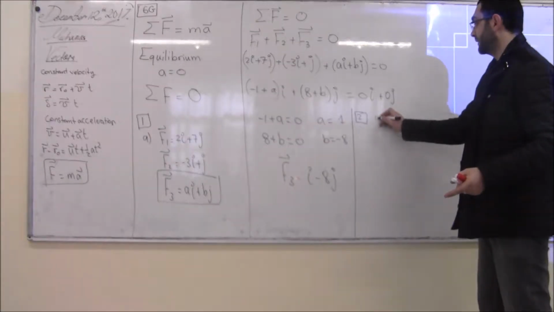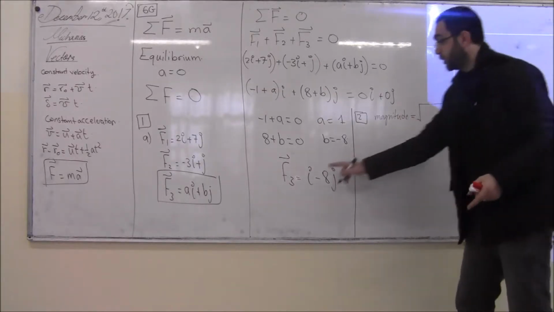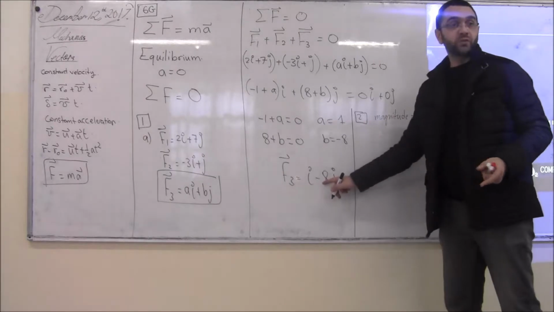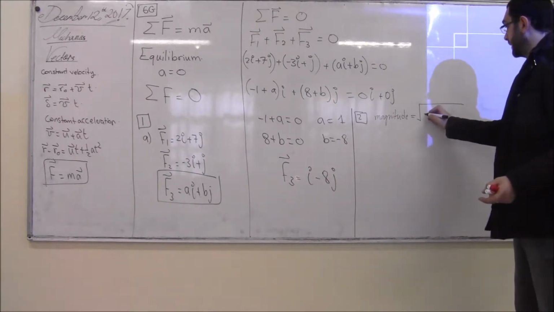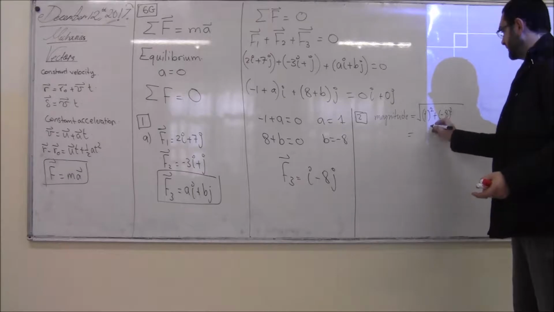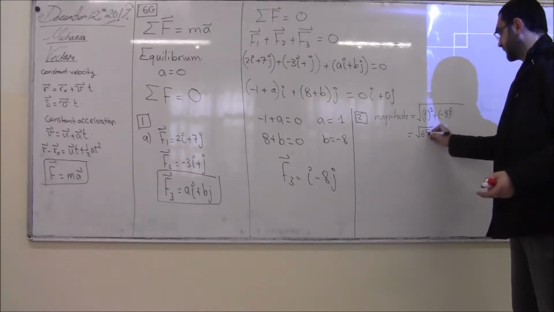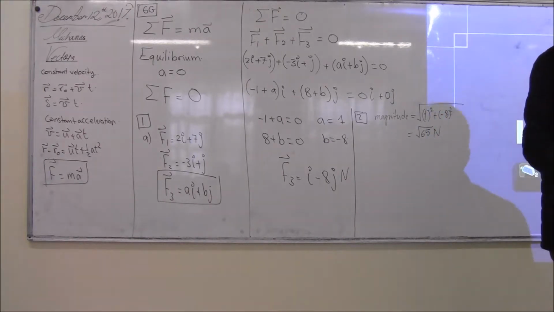How can we find the magnitude? Square root of the coefficient of i squared plus the coefficient of j squared. It's a magnitude. 1 squared plus minus 8 squared, 65. Root 65 newtons. Don't forget, the unit for the force is newtons. Any question?